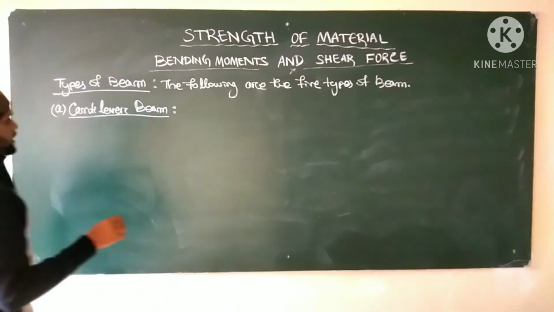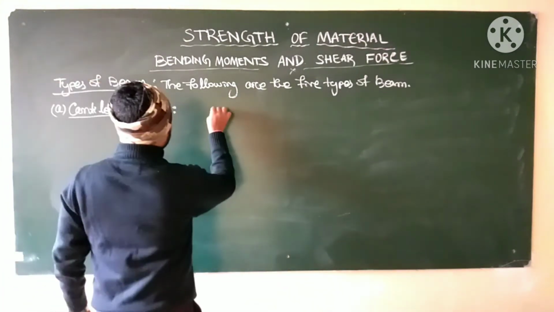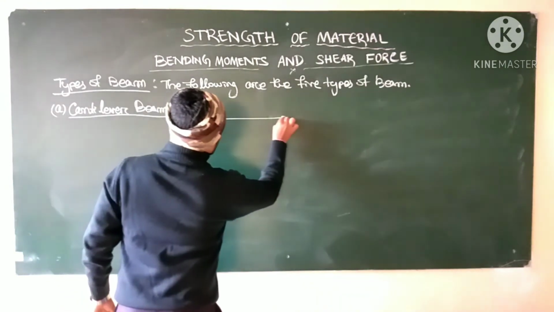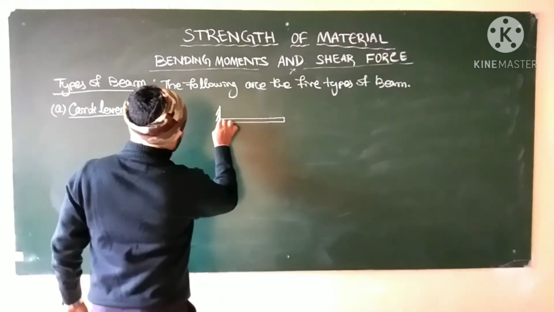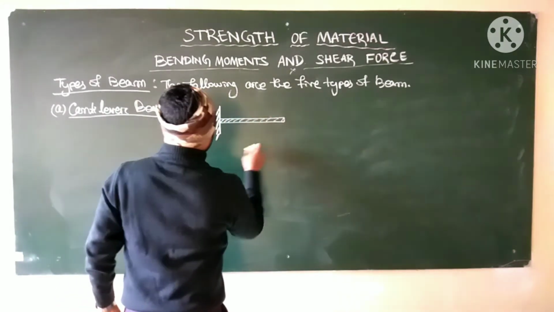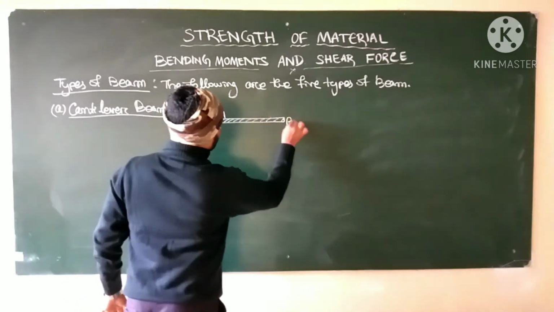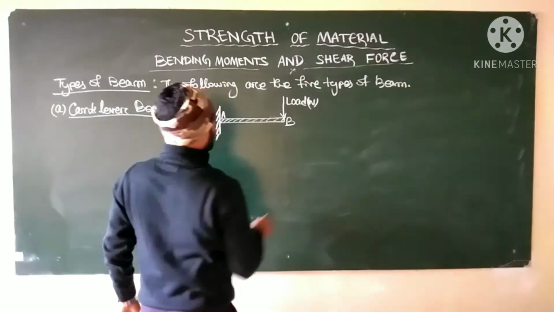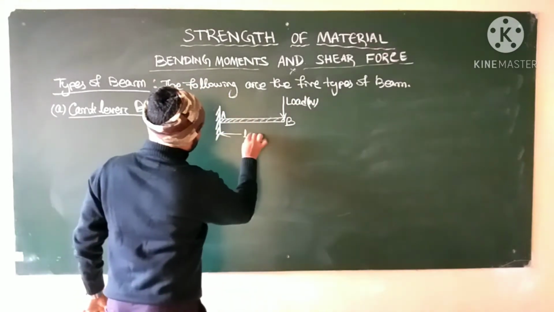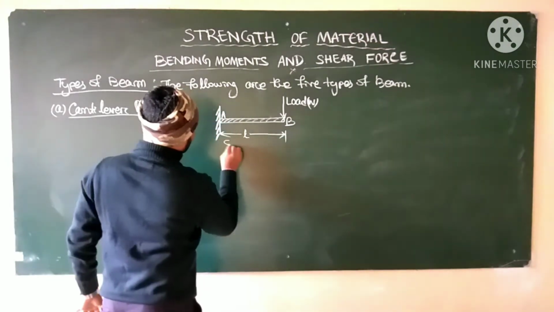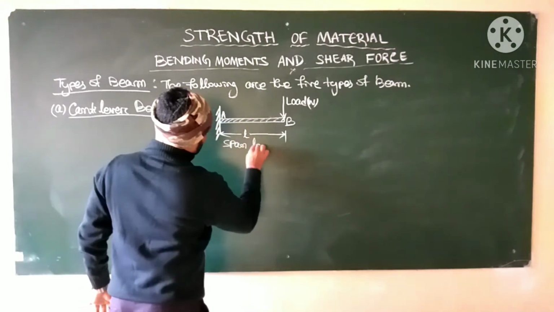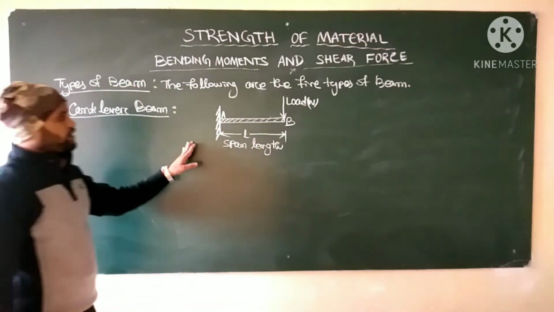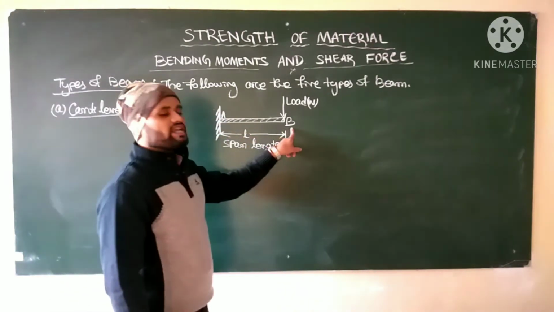So the figure of a cantilever beam is like that. Let it be a beam, A, B. Your load W is applied, and the total length is small l. This is your span length. Span length is small l. So a cantilever beam is one whose one end is fixed and the other end is free.